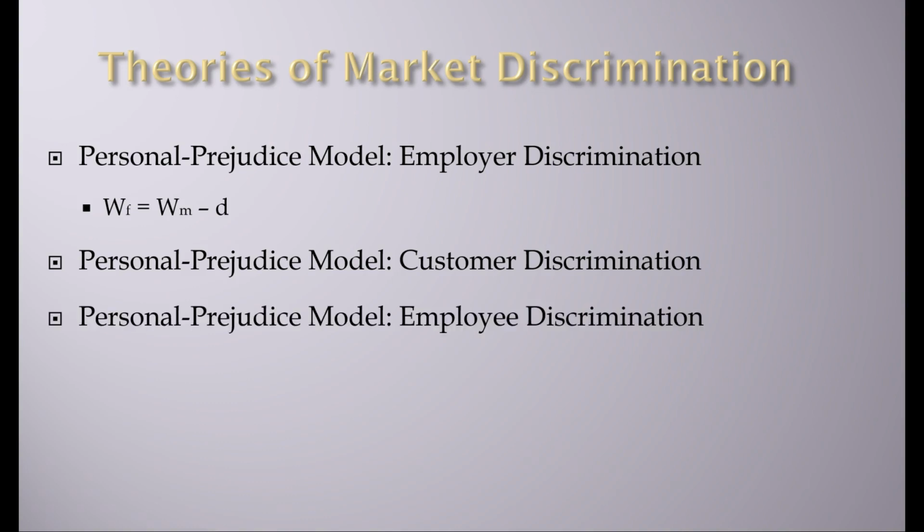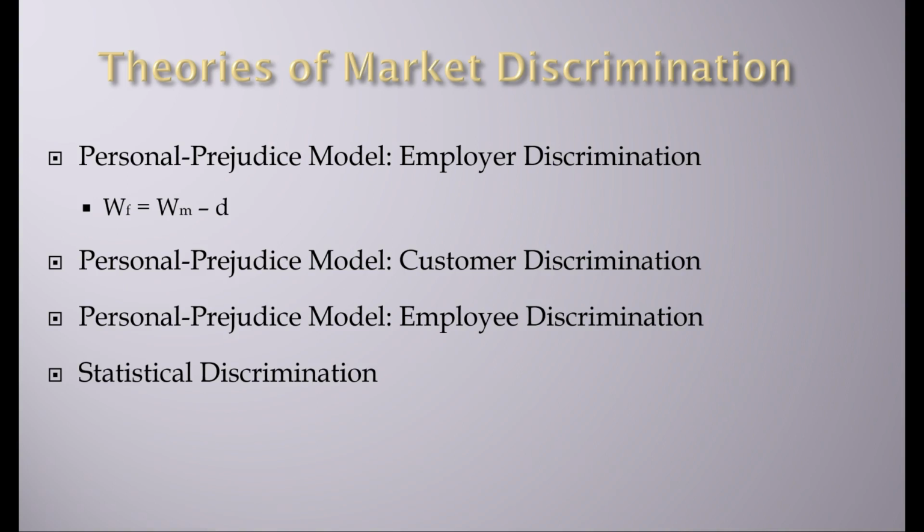The third type is the employee discrimination. And this is when there's just some employees who prefer not to work with certain demographic groups. The problem is that this is also about profit maximization, because if there's a group that prefers not to work with another group, then there'll be higher quit rates for that group, and that means that the firm has to hire more, train more, and so forth, all of which is going to be more expense to the firm. So those are the three types of personal prejudice models.